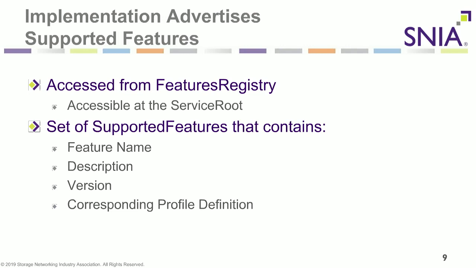The supported features are designed and implemented very consistently with the other registries. So if you're familiar at all with the message registries, this is going to look very, very similar. But what we did here was, when you advertise a supported feature, it's got 4 things in there: a feature name, a description, a version, and then the corresponding profile definitions, the things we've been looking at. And the features registry is accessible at the service root, right there with the other registries.